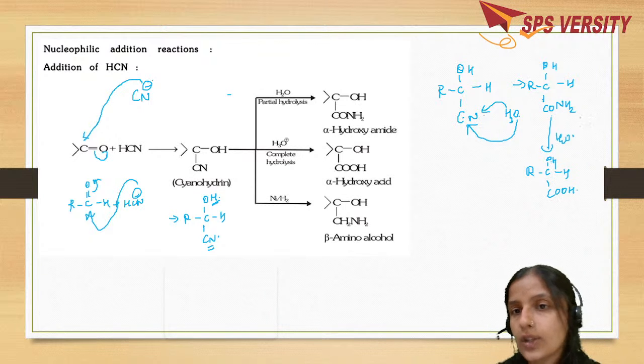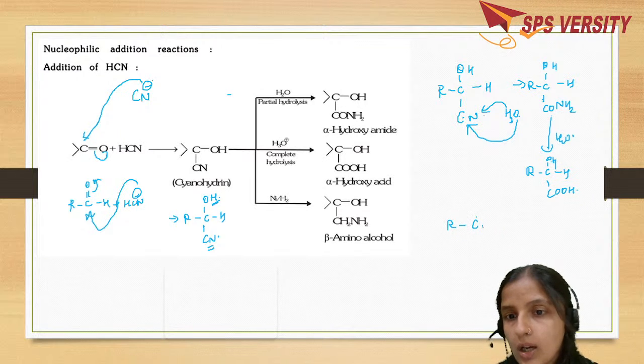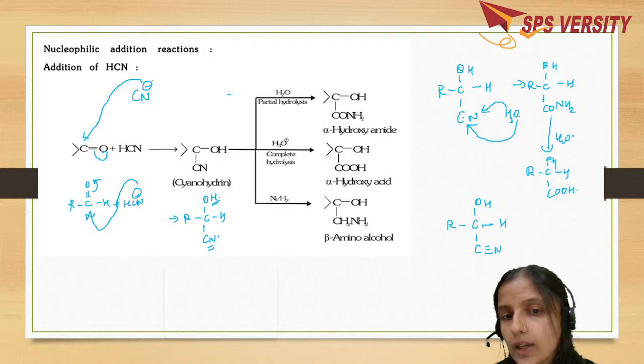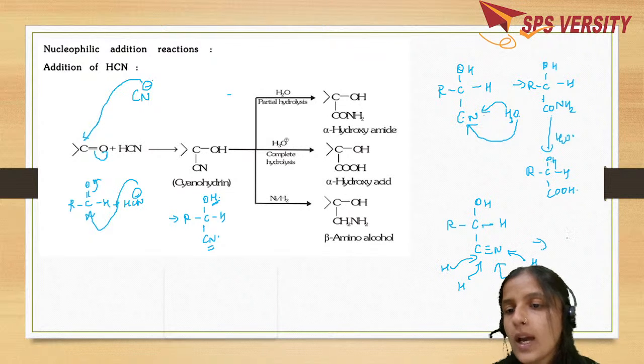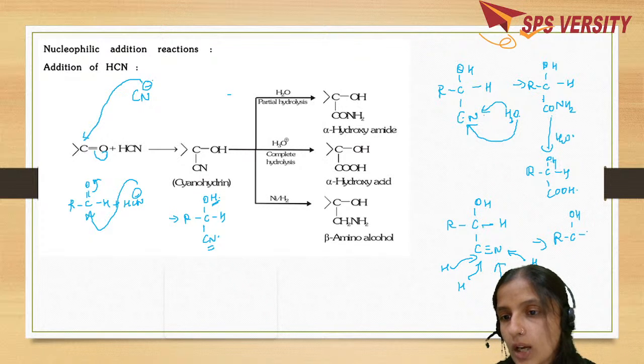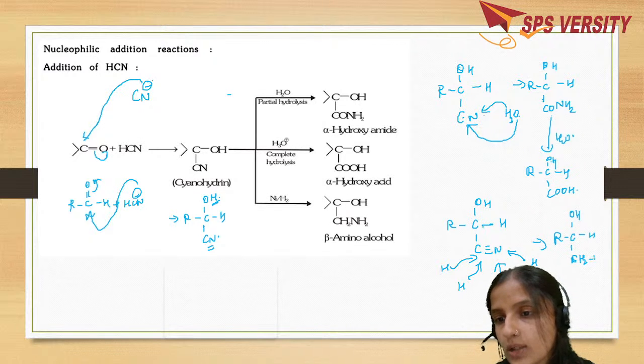Instead, if you treat it with nickel, you have this compound R-CH(OH)-C≡N, the cyanide. If you reduce it in the presence of nickel, then two hydrogens get added so that the triple bond gets converted to a single bond, and you get R-CH(OH)-CH2-NH2. Two hydrogens get added to this, and NH2. This is nothing but an amino group, and this is the alcohol group.